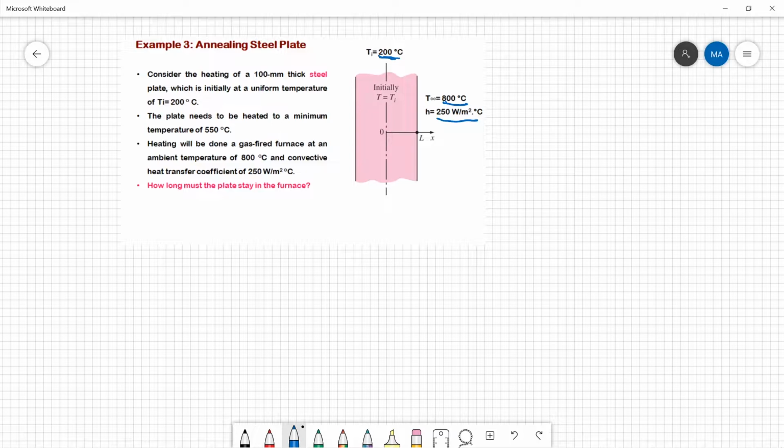And we are asked to find the duration that we must keep this steel plate inside the furnace so that the minimum temperature of the steel plate is 550 degrees Celsius. So how are we going to solve this problem? Let's write down what we know. What are the knowns in this problem? We know L, thickness, T initial, K, h, and T infinity.